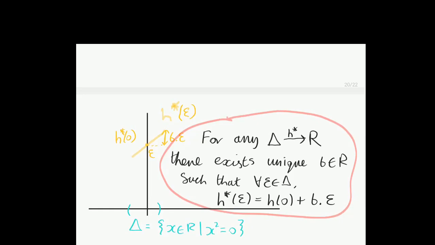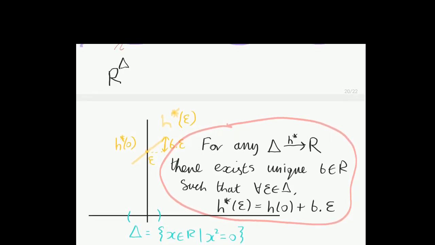But what I want to do now is to look at this kind of thing in a bit of a different way. So in particular, let's now consider this space, which we could write as r to the power of delta. So what is this? Well, this is the space of maps from nil square infinitesimals to our smooth line. It's slightly sloppy notation, but we can think of this kind of h star thing here as a sort of value in this space, r to the power of delta.